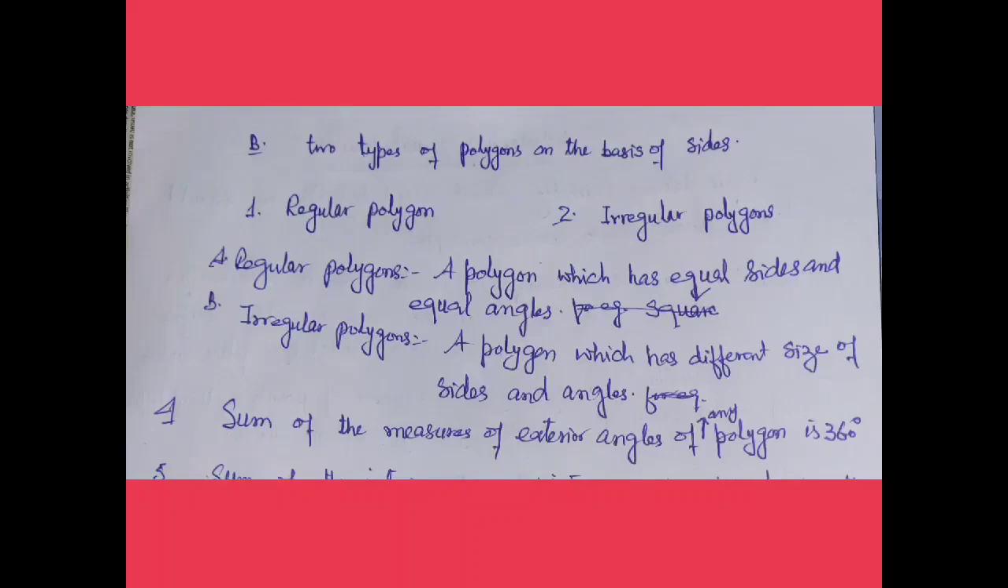Now the next thing we want to learn is the sum of the measures of the exterior angles of a polygon. The sum of the measures of the exterior angles of any polygon is 360 degrees. It is verified.